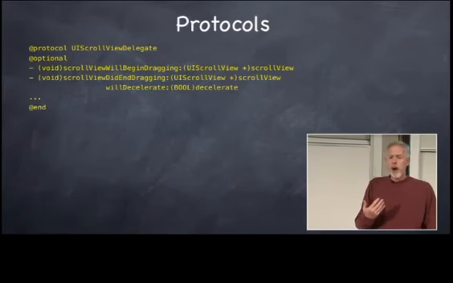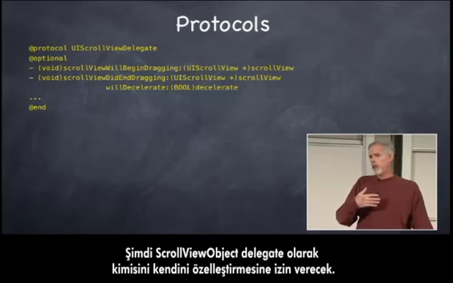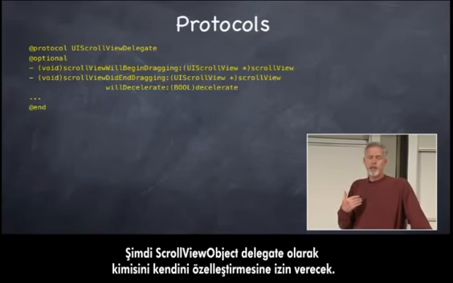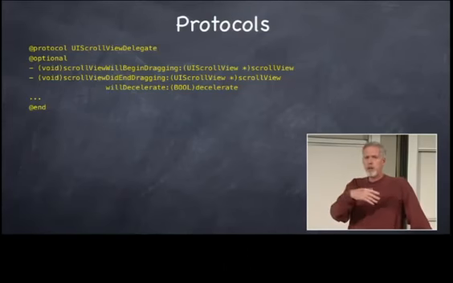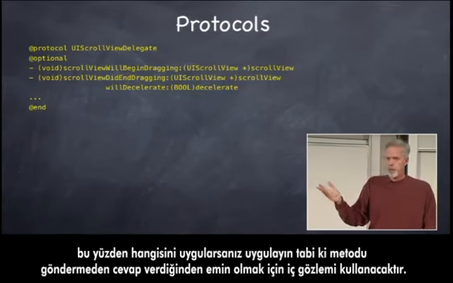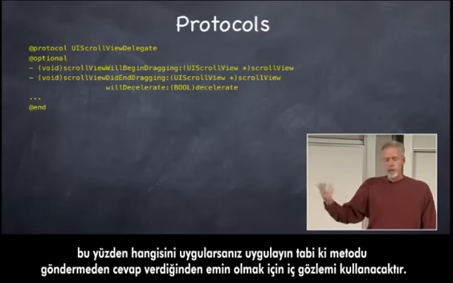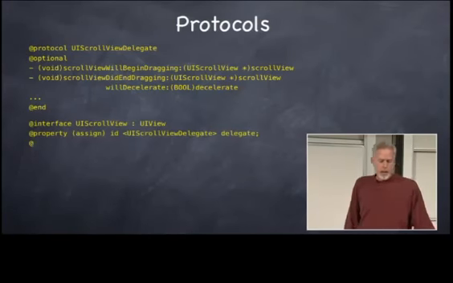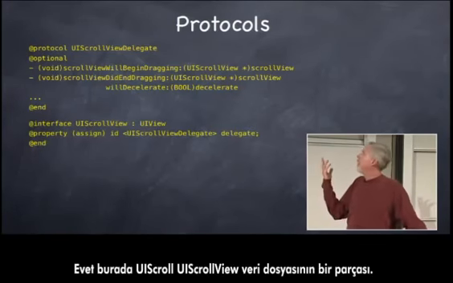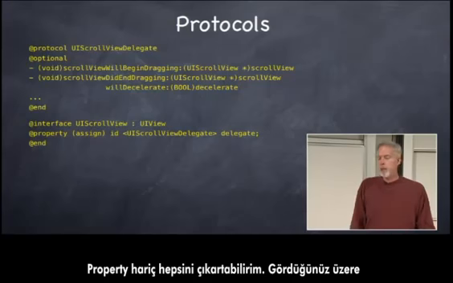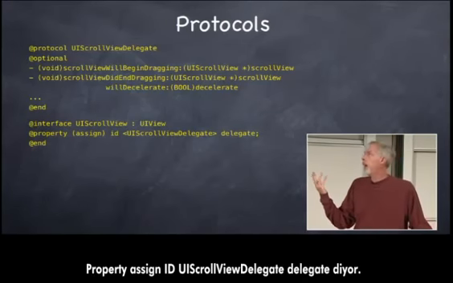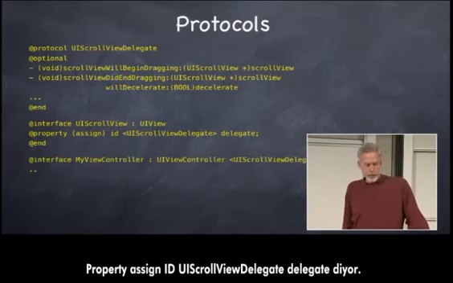Now, the scroll view object will allow somebody to specify themselves as a delegate, and then the scroll view will send these messages, whichever ones they implement. They're all optional in this case, so whichever ones you happen to implement. And of course, it's going to use introspection to make sure you respond to the method before it sends it. So here's a little piece of UIScrollView's header file. I've taken everything out except for the property. You can see it says property assign id, UIScrollViewDelegate.